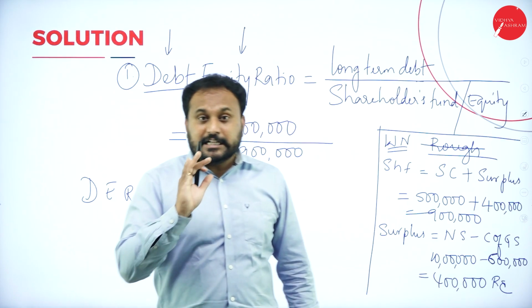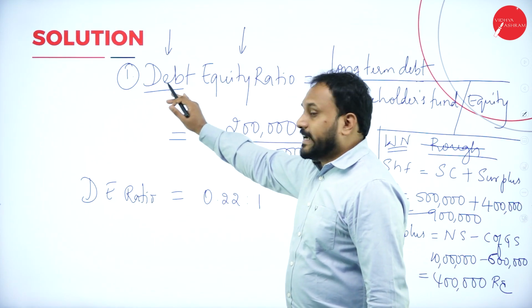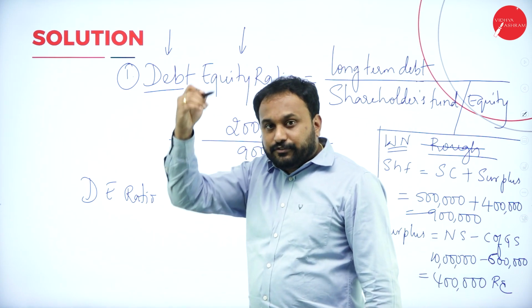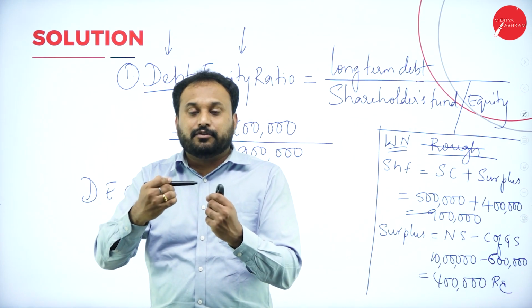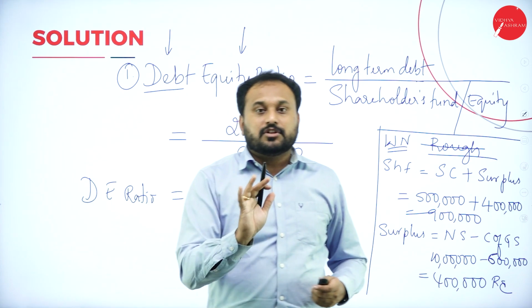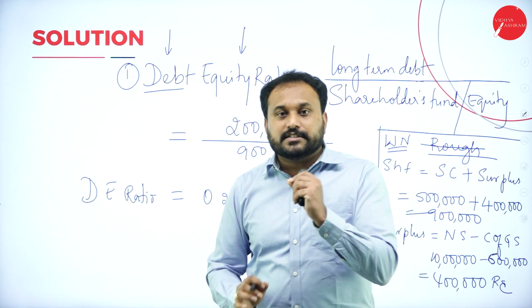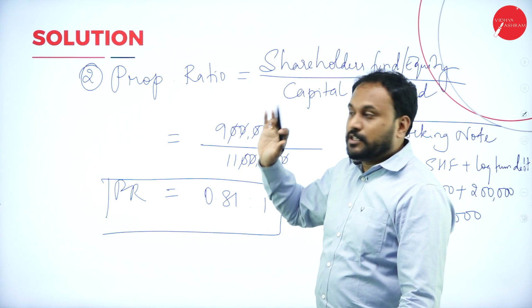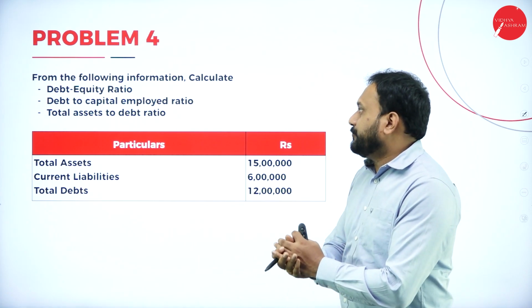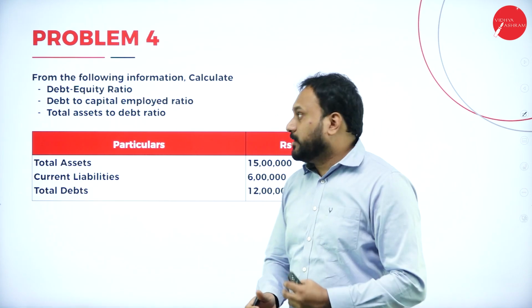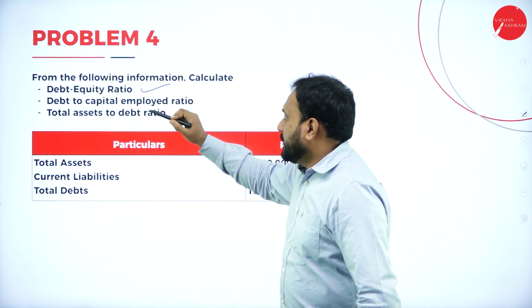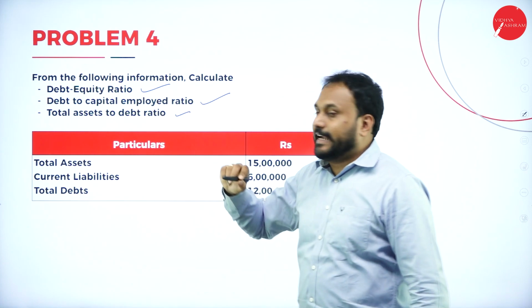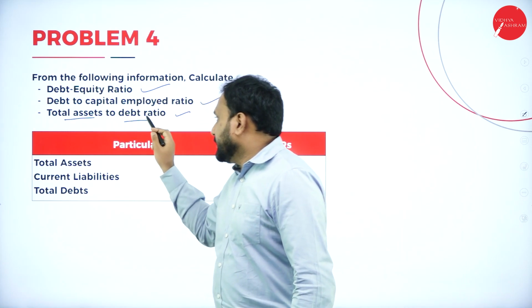Very simple. Write the formulas first. What exactly they have asked? Write the formula. After getting the formula, you are supposed to find out for that particular formula what is needed and what is not needed. If you just know that what is needed, it is more than enough so that you can solve these kind of problems. So the next problem here we have is from the following information, calculate debt equity ratio, debt to capital employed ratio, and then the last one is total asset to debt ratio. See, total asset to debt ratio.